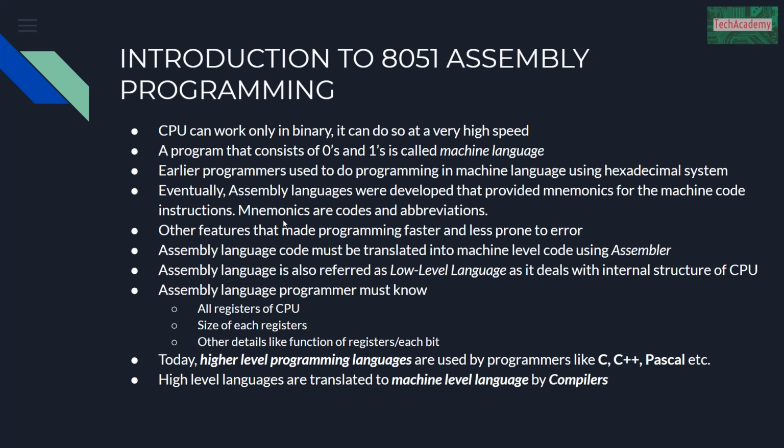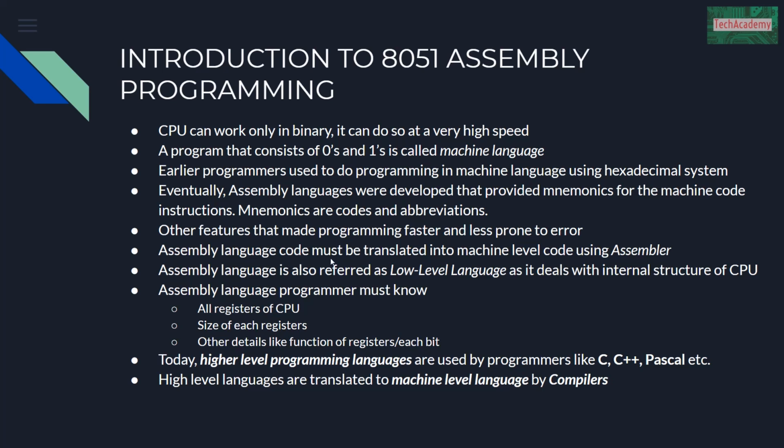So this move a comma r0 is very readable, and it is easy to use, right, instead of using 7410. And the other features that made programming faster, and again this is less prone to error, means instead of 74 one can write 7573, okay, which is prone to error, right? And it is not easy to understand where the programmer had made a mistake. Okay, so this assembly language is again advantageous, and we can program fast, right?